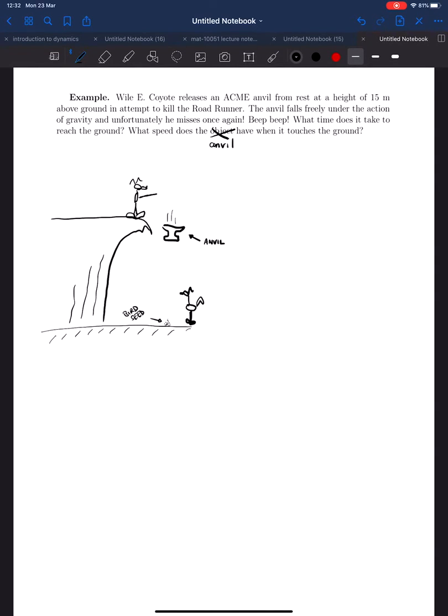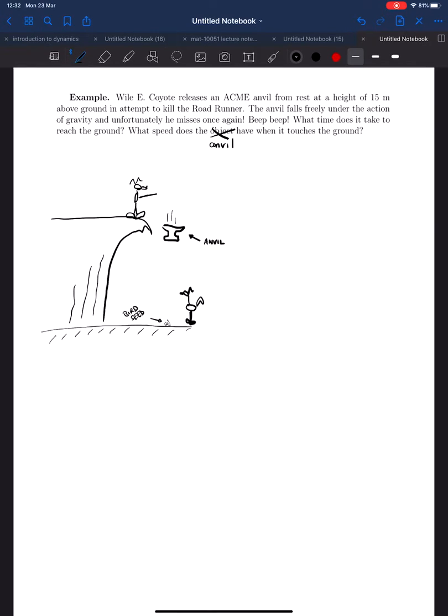Okay, so in this example, we're required to model a falling object. And in particular, we want to know the speed of this object when it hits the ground. So we have this scenario. Wile E. Coyote releases an Acme Anvil from rest at a height of 15 metres above the ground in order to get the Road Runner.